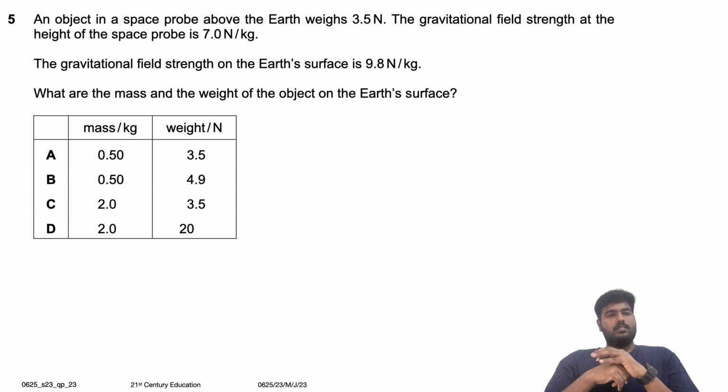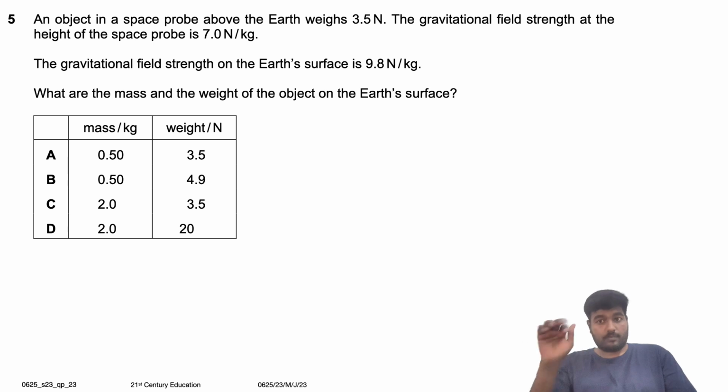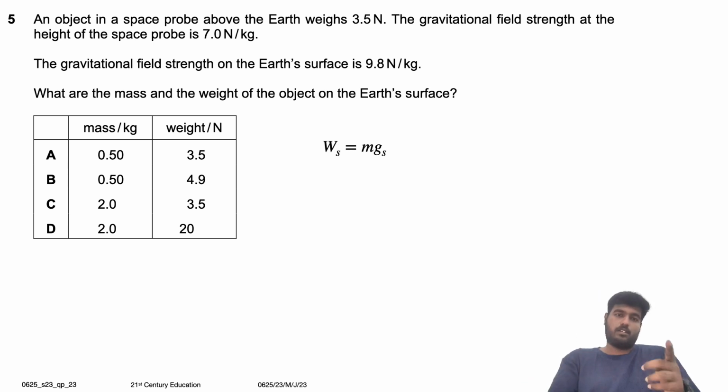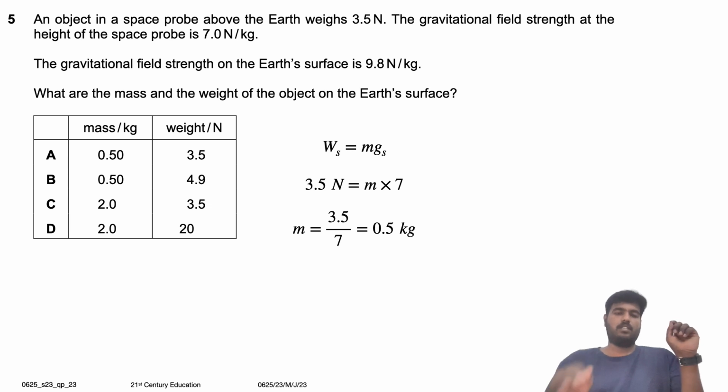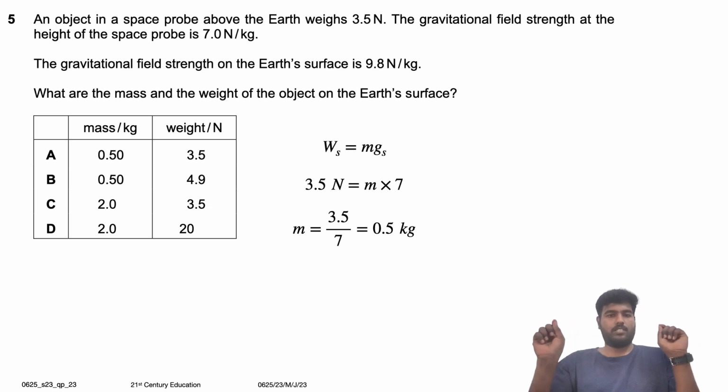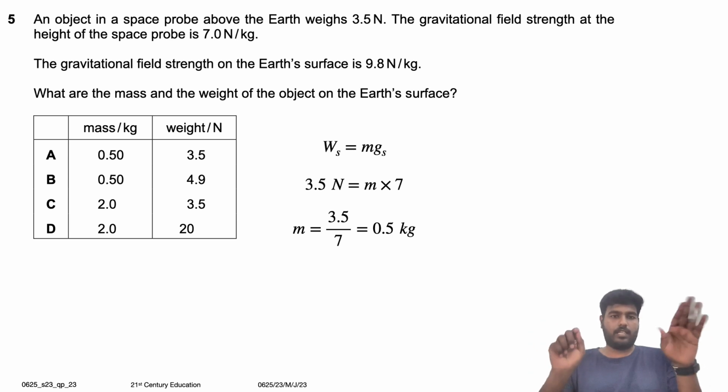Okay, so an object in a space probe above the earth weighs, now the weight is 3.5 Newton, there the field strength is 7 Newton. We know that W is mg. From this information we can calculate the mass, m equal to W by g. So if you want m, then just 3.5 divided by 7, which is 0.5 kg. We found that the mass is 0.5 kg and mass is not going to change, so it's either A or B. Okay, let's keep that.